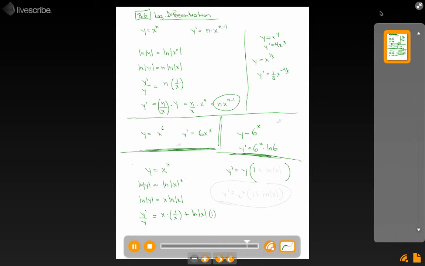Now x times 1 over x is just 1, and I've got plus the natural log of the absolute value of x. So the derivative of this is x to the x times 1 plus the natural log of the absolute value of x. Strange derivative. I couldn't use regular power rule. I couldn't use regular exponential function stuff. What I use is logarithmic differentiation to come up with an expression for the derivative that I could put a value of x in and find a slope.